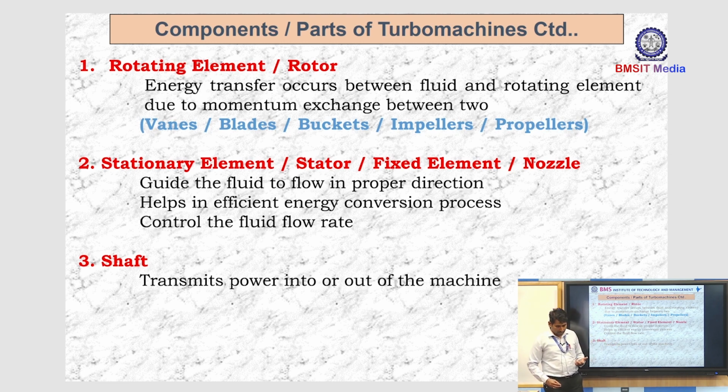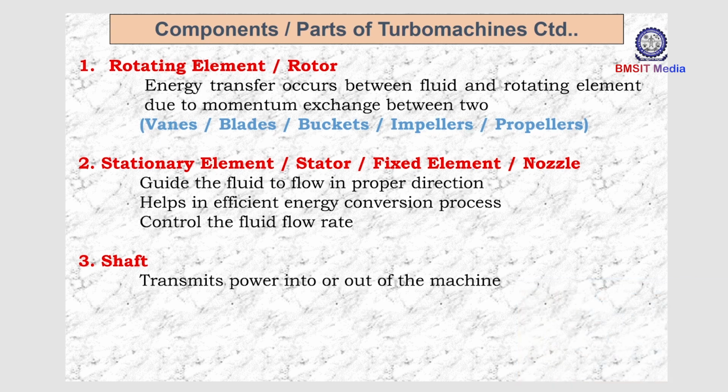The shafts are classified into two types. One is the power generating shaft. One is the power absorbing shaft. Again, the classification depends upon where we are going to use the shaft. The shaft is nothing but a circular rod. If it is connected to a turbine, it is called a power generating shaft. If the same shaft is connected to the fan, it is called a power absorbing shaft because it is going to absorb the power. The next part is the casing, or the other name is housing.